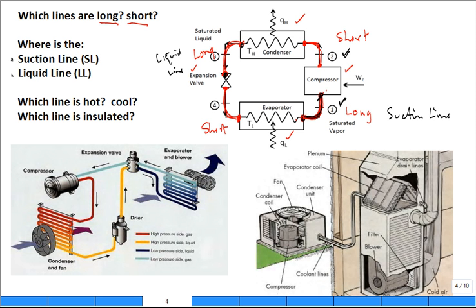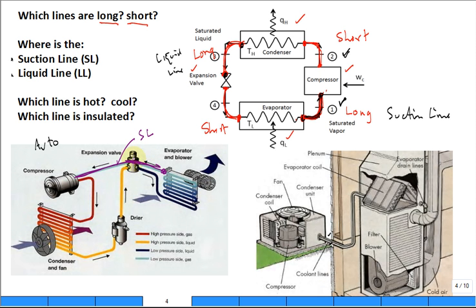Now, I can see these two lines right here. Where is the suction line in this automotive application? Where is it at? It's basically from the evaporator, I know there's a little metering device, all the way to the compressor. Isn't that the suction line?